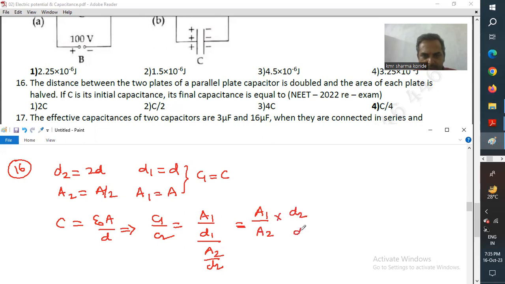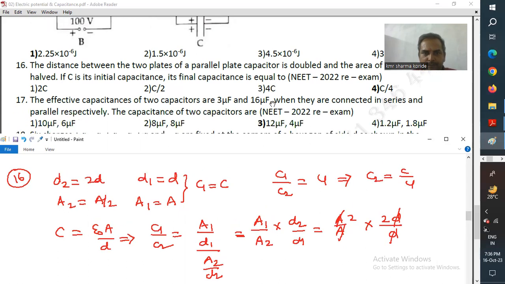So substitute the values. A1 is A only, whereas A2 is A by 2. So 2 straight away will go up. D2, so what is D2? 2D. D1 is D, so D and D get cancelled. A and A get cancelled. This is 4 times. So therefore, C1 by C2 is equal to 4. So therefore, the new capacitance will be 1/4 of the first capacitance. So the last option is correct. Moving to the next question.